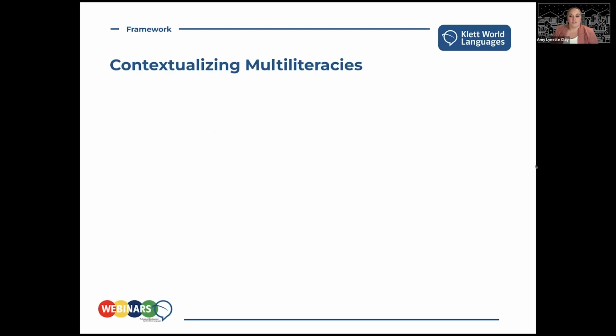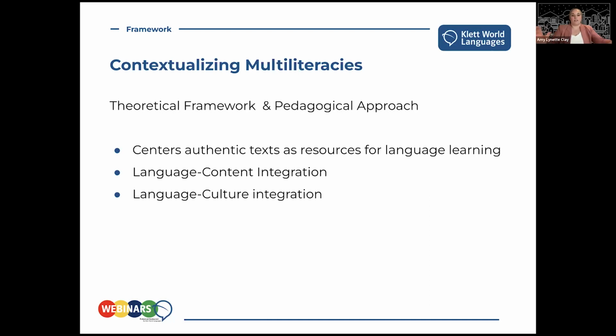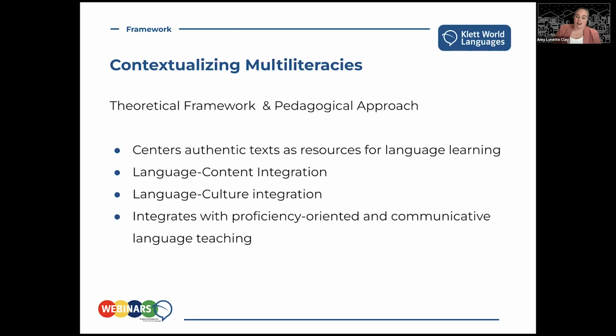All right. So let's start just with contextualizing what multiliteracies is. So I've already said it's a framework and an approach. It centers authentic texts as resources for language learning. So authentic texts are the primary resource for language learning. And what that does is that builds language content and language culture integration. And we can't get away from content when we're using authentic materials, but we also can't get away from how they're culturally embedded learning resources. And so we can use literacies then to harness all of those extra pieces that come along with the text that we're using in our classes. And I believe that literacies integrates very well with proficiency-oriented and communicative language teaching that might be familiar to you.